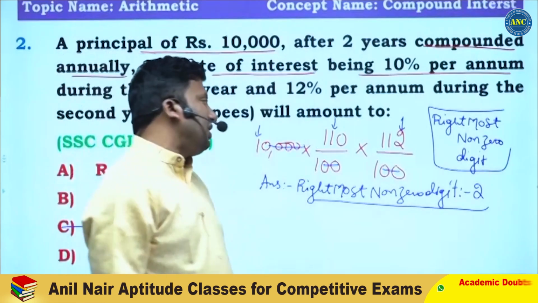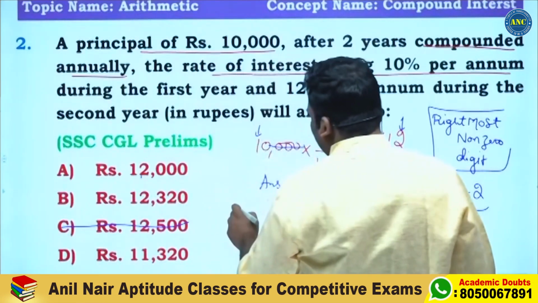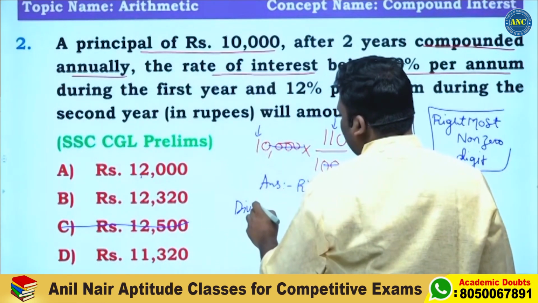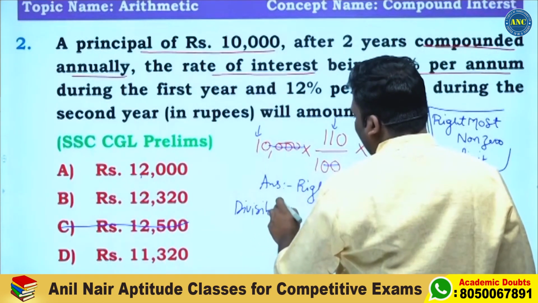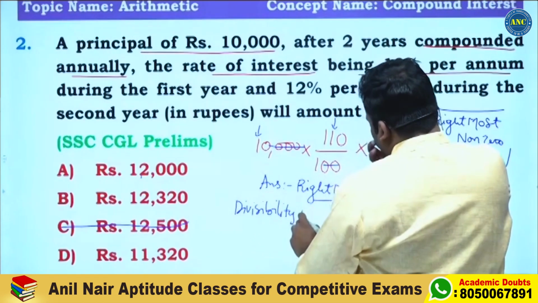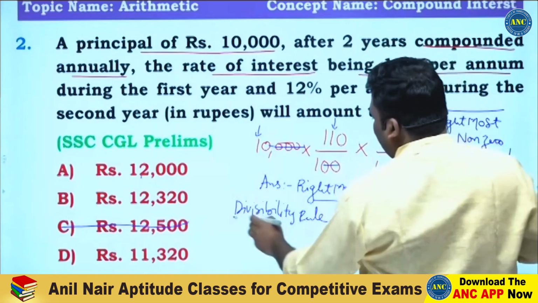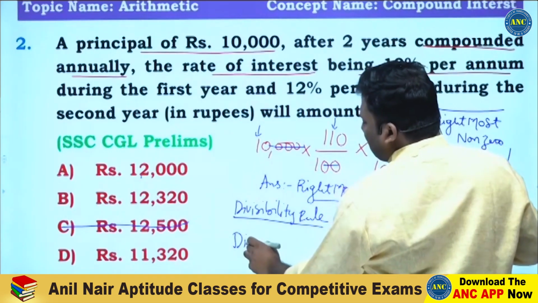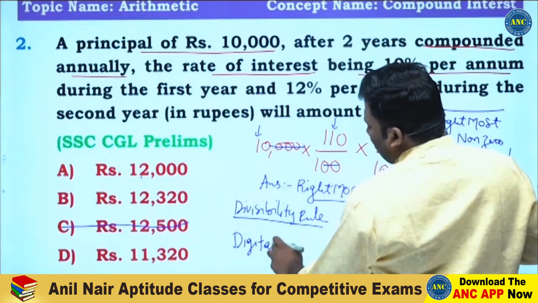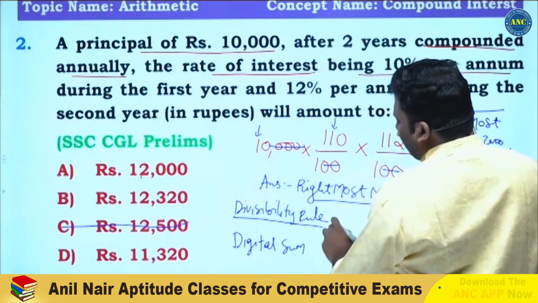Then what is the method that I need to use? Then probably a lot of methods you can use. One is the divisibility rule, you can use it if you are stuck with the rightmost non-zero digit, or you can use the digital sum concept.